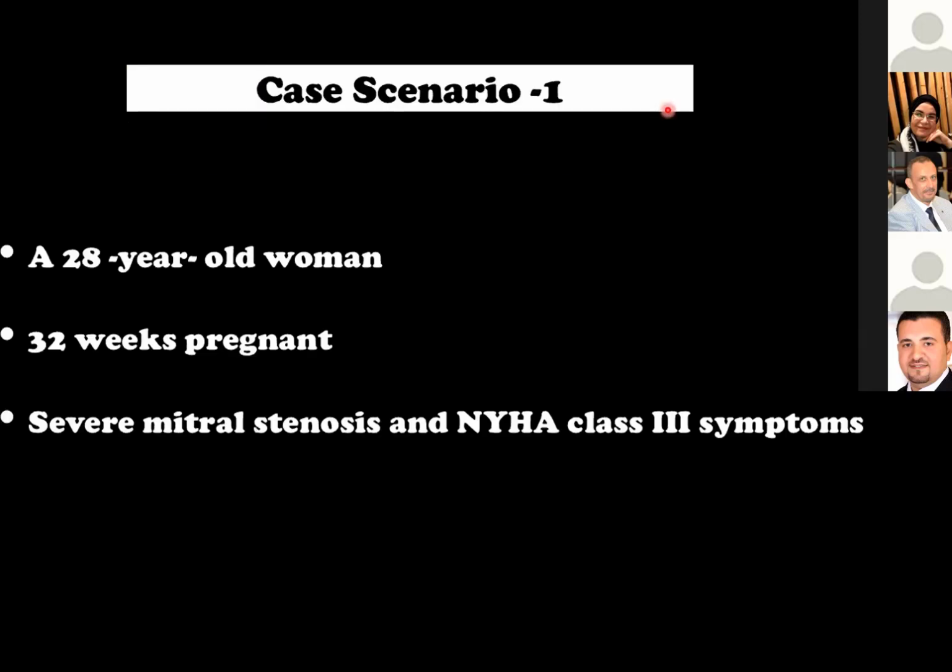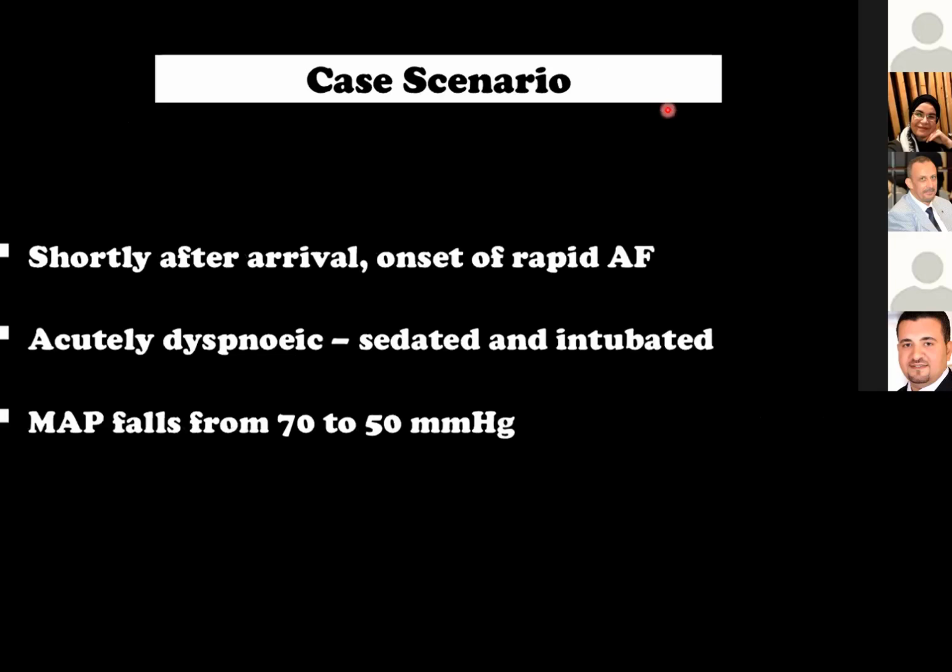So now a case of one patient, a 28-year-old woman, 32 weeks pregnant. She had underlying severe mitral stenosis, NYHA class 3. Shortly after, she got to the ER with an onset of rapid AFib. She was dyspneic, sedated, and intubated in the ER. Her MAP fell from 70 on admission to 50 after intubation. And this was her EKG.